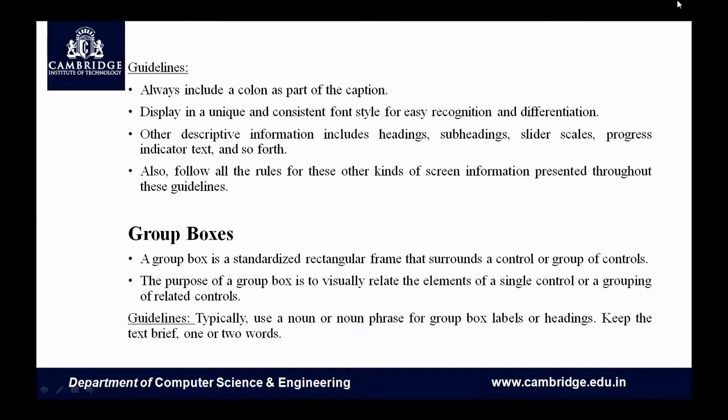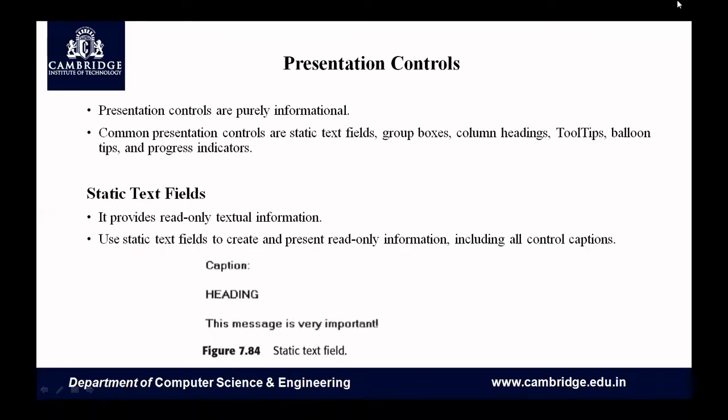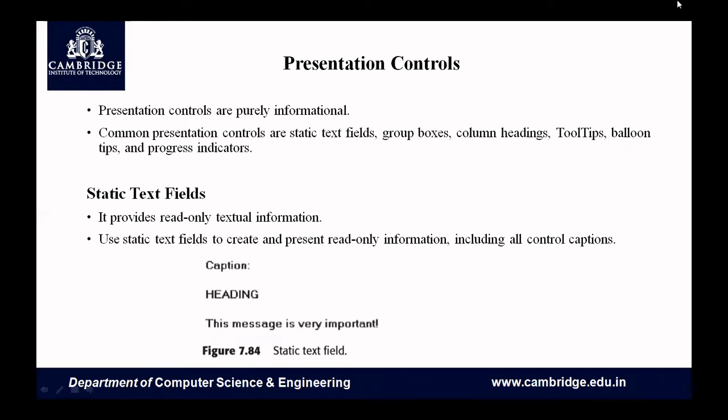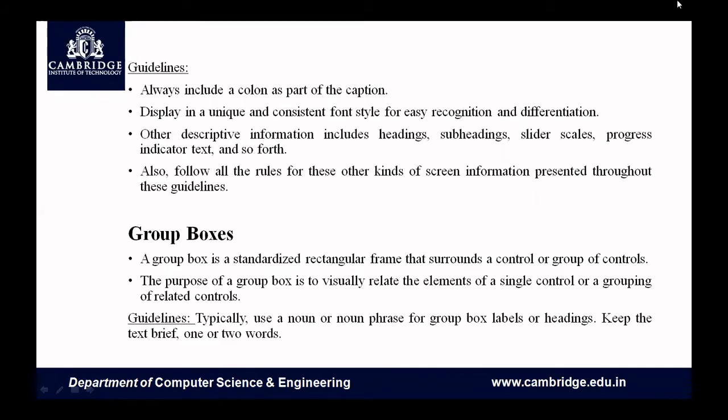When you are designing a static text field, what are the guidelines you have to follow? The first guideline is always include a colon as a part of the caption. After the caption you should have a colon, which helps differentiate between the caption and the next wordings. Then display a unique and consistent font style for easy recognition and differentiation. There should be a difference between the caption and the heading. You can see the font, it is in uppercase, it is in sentence case. So there is a difference between the caption and the wordings there. That has to be followed.